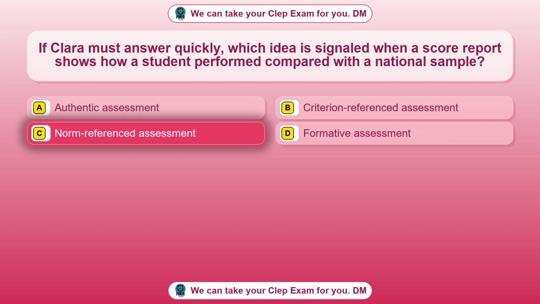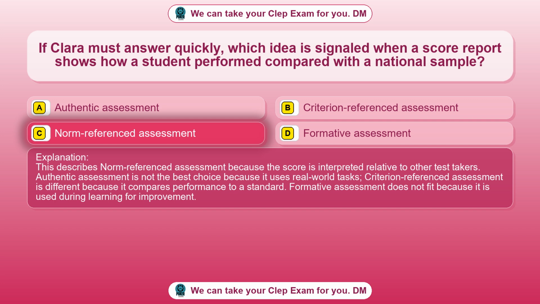Norm-referenced assessment. This describes norm-referenced assessment because the score is interpreted relative to other test takers. Authentic assessment is not the best choice because it uses real-world tasks. Criterion-referenced assessment is different because it compares performance to a standard. Formative assessment does not fit because it is used during learning for improvement.